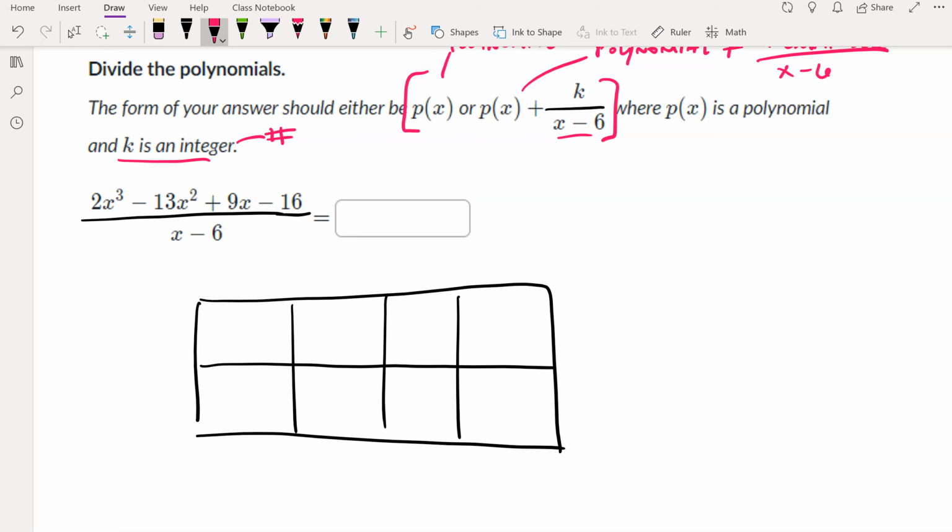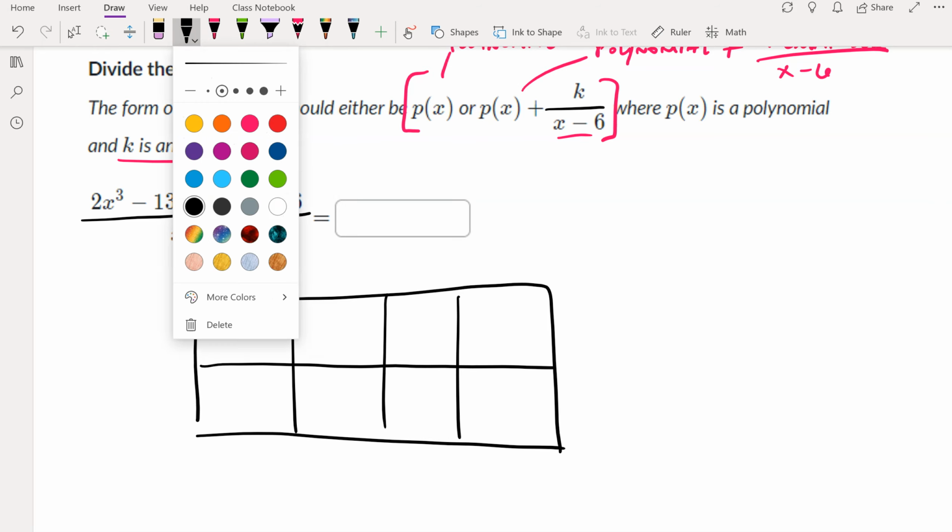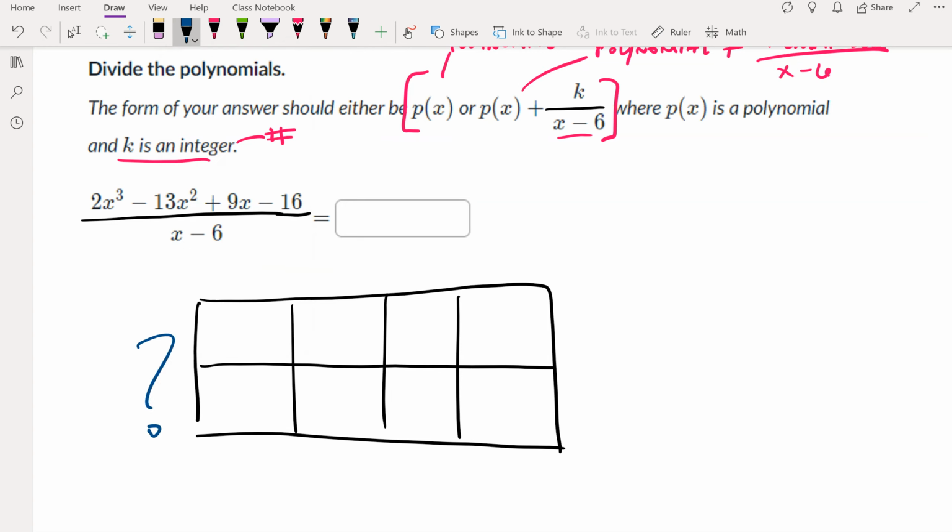All right, and then the next thing I want you to tell me is what should go on the side of my box? What should go right here? Tell me what should go on the side of the box. All right, the x minus 6 needs to go on the side of the box, so we're going to go ahead and put x minus 6 on the side of the box.